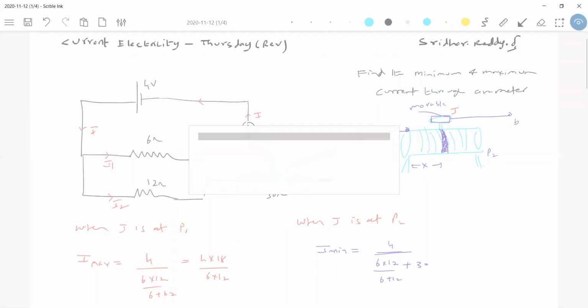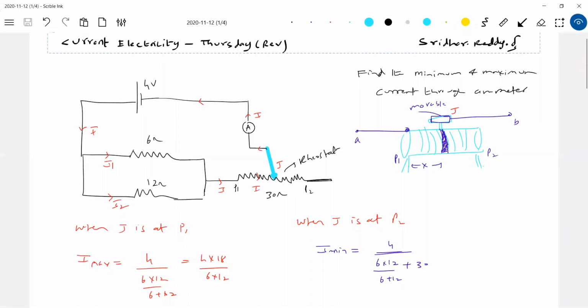Simple ideas can be asked in the exam. Rheostat is a part of the syllabus. Actually, you're supposed to learn it in the lab. I don't know whether they will teach it in our college or not.